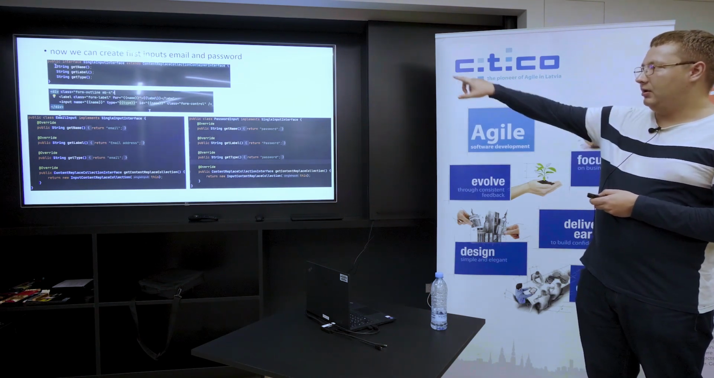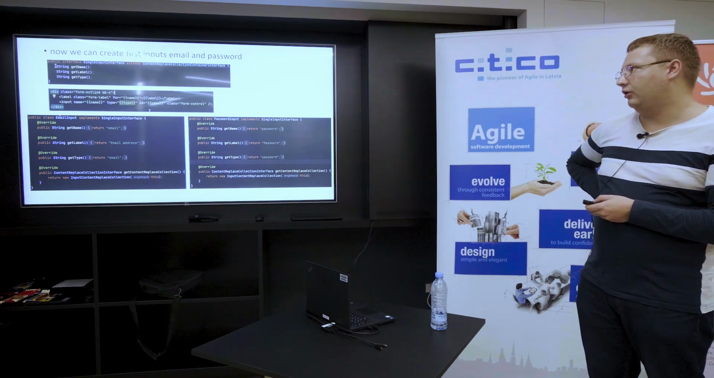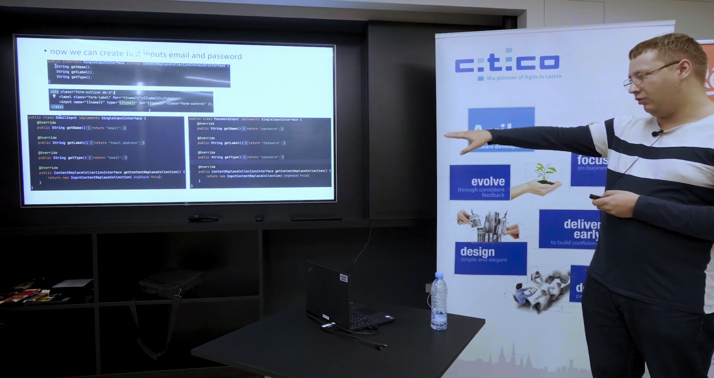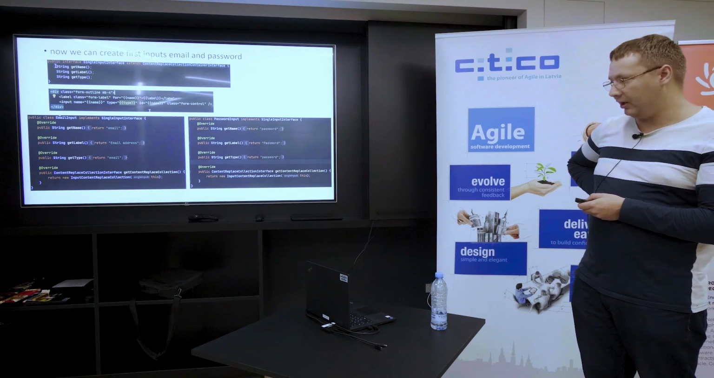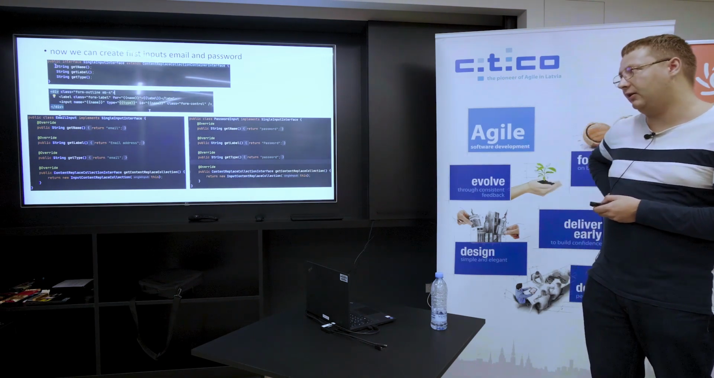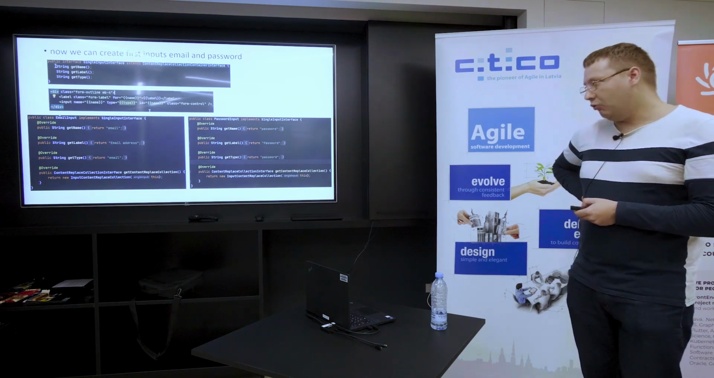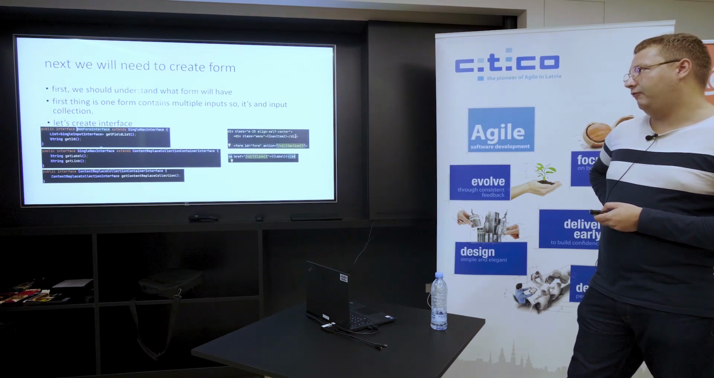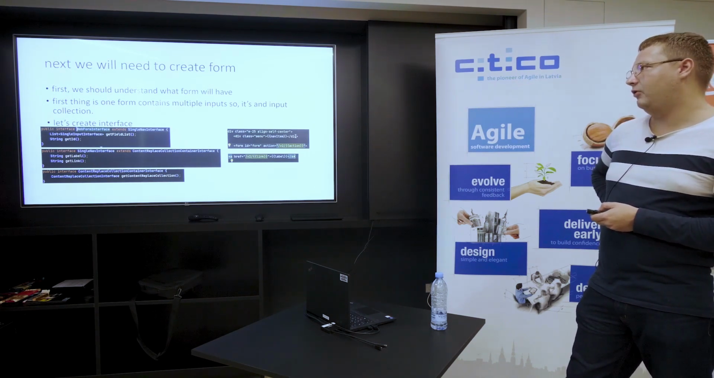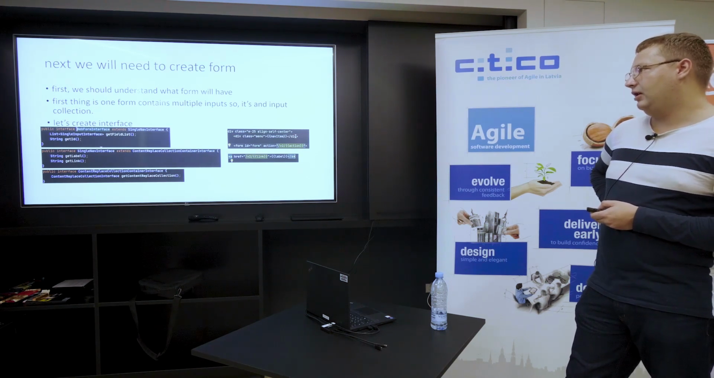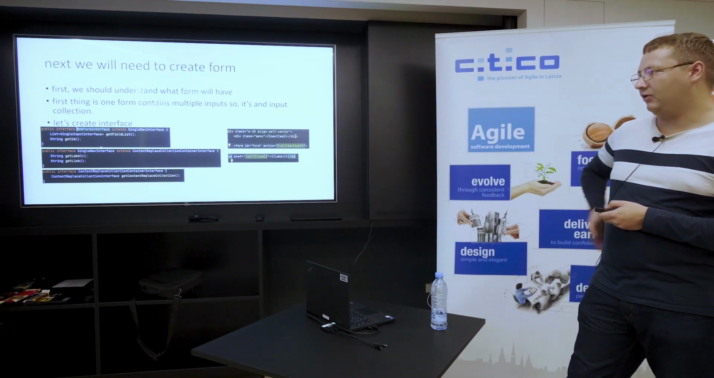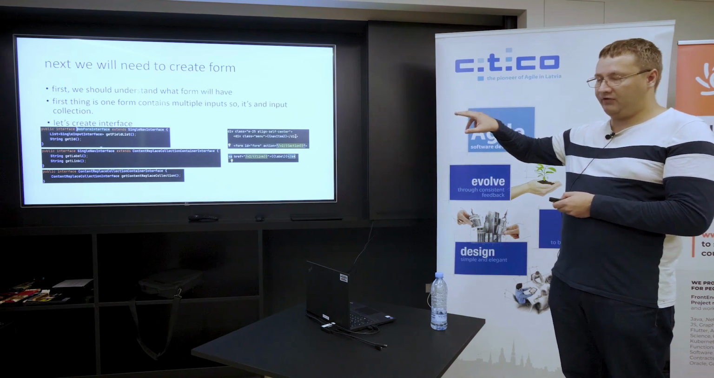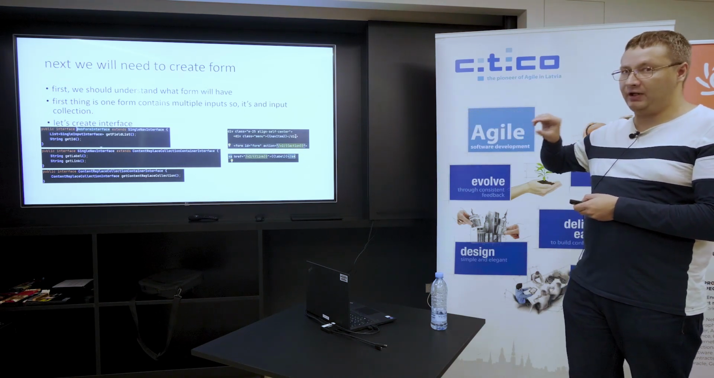And before that, we extend the content replacer collection container interface just to convert the current object into a collection, in order to automatically replace content with handlers. So next we will need to create the form. First we should understand what form we'll have. The first thing is that one form contains multiple inputs, so it's an input collection. Let's create the interface. Yes, so we create the web form interface, and we extend the existing single nav interface in order to explain that the web form has navigation.